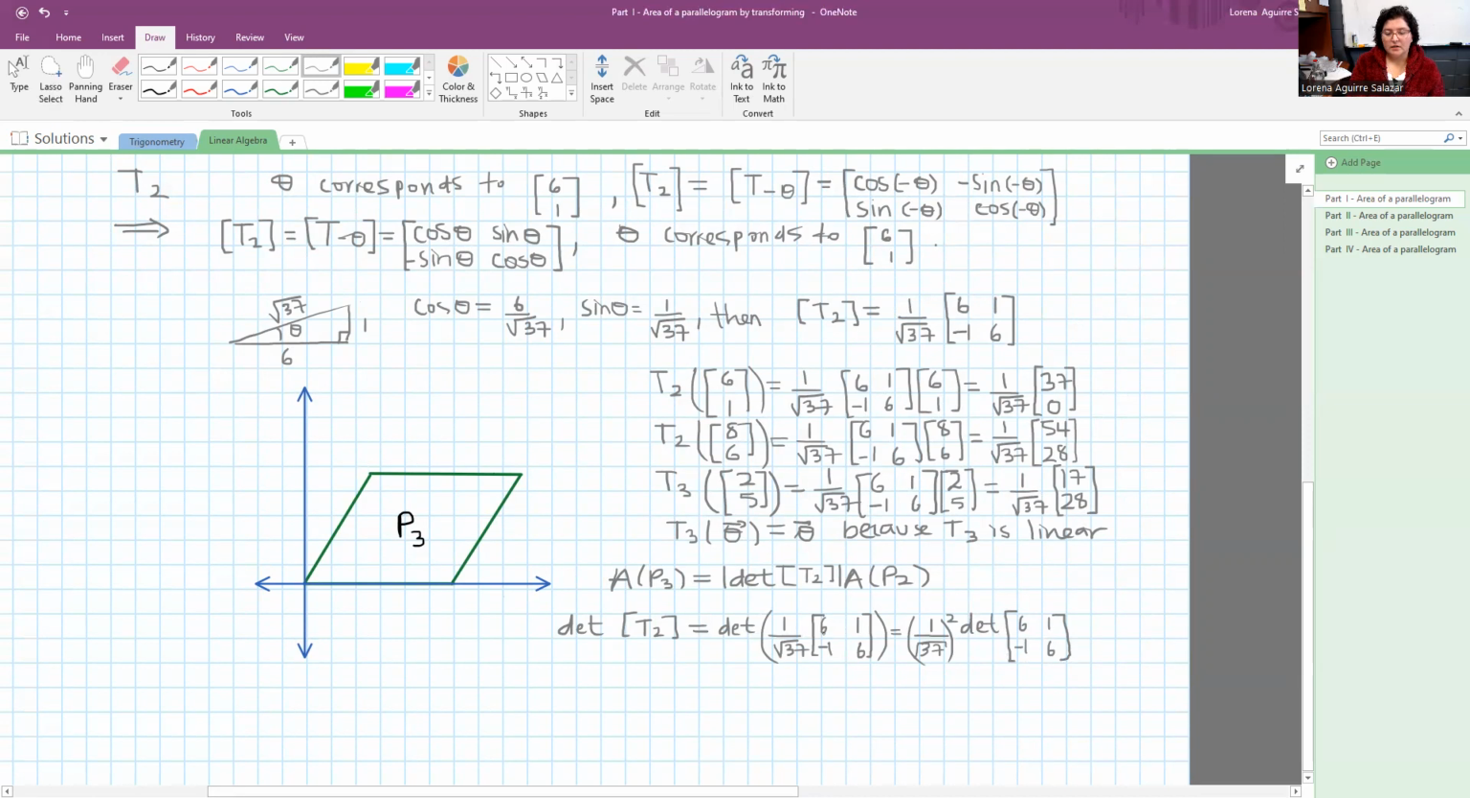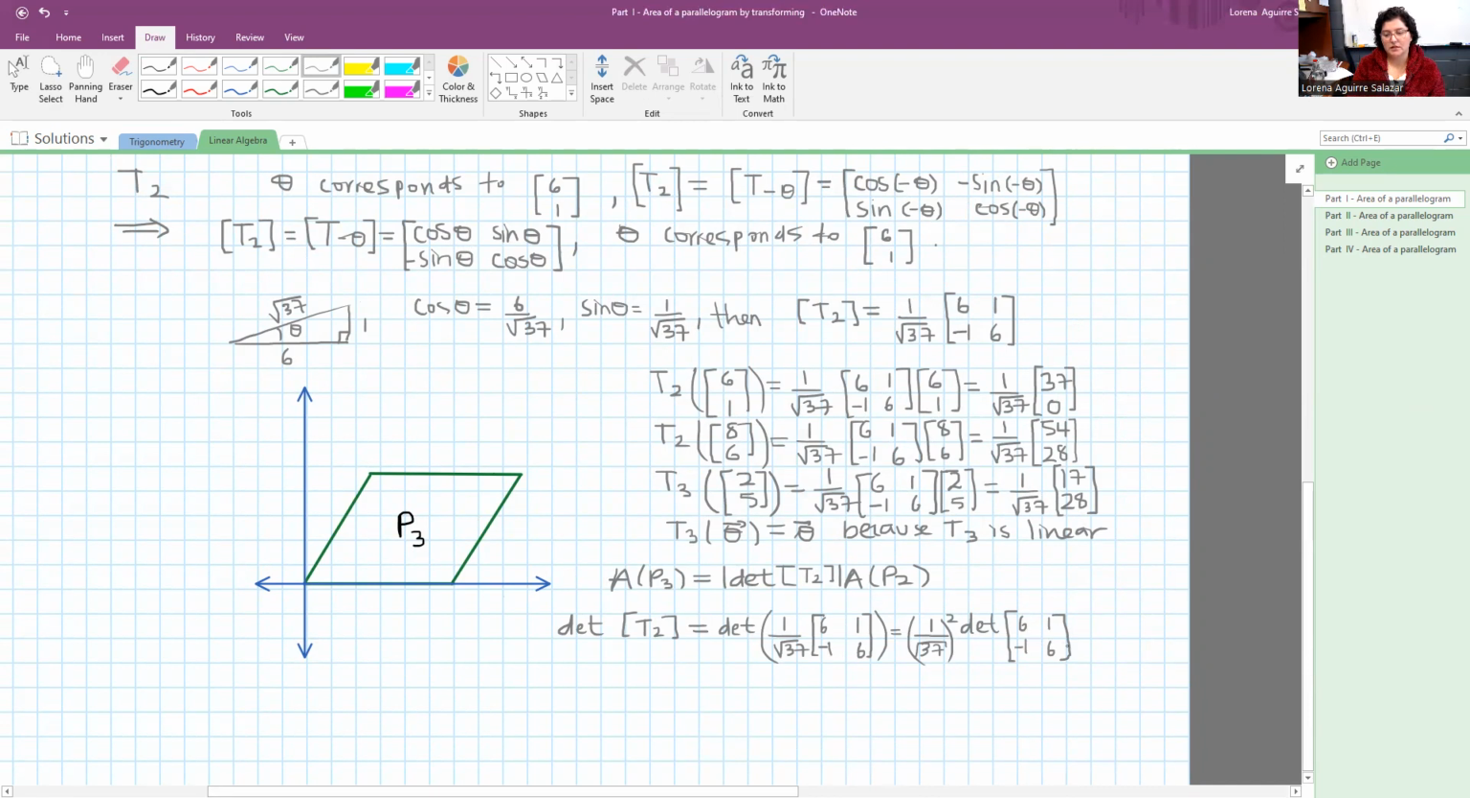That's because we're rescaling both the first row and the second row, and every time we rescale a row, the determinant gets rescaled accordingly. But we're rescaling both rows, then the determinant gets rescaled accordingly twice. So there we have this. And this determinant is 37.